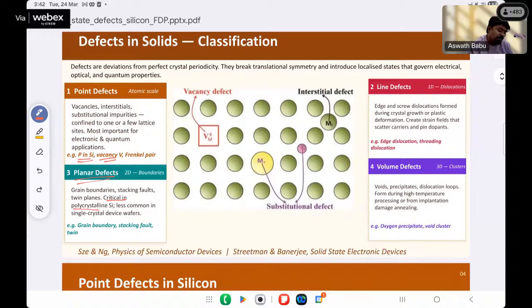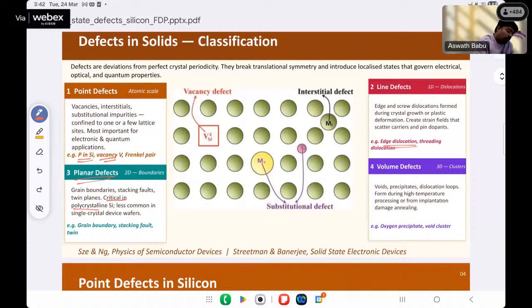The next one is line defects, like edge dislocation. Instead of a proper, nice lattice, there is some kind of dislocation at the edges. Another one is volume defects, which can be voids. We are supposed to have structures with nicely packed silicon, but the packing itself goes missing at some point and some kind of void is created. That is a volume defect. These form through implantation, damage, and annealing in the system.